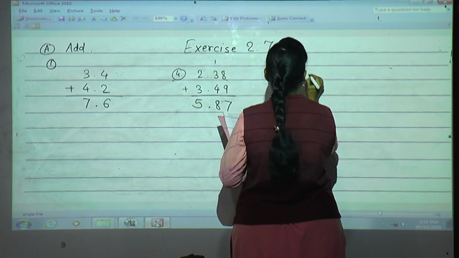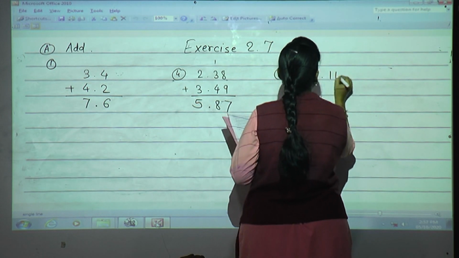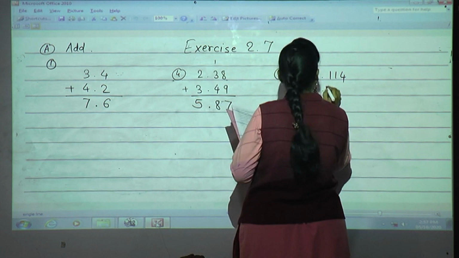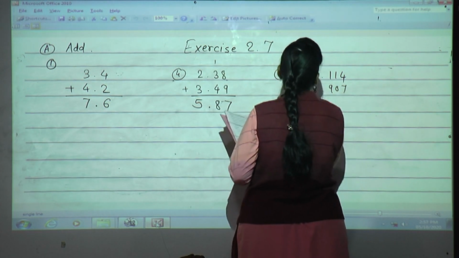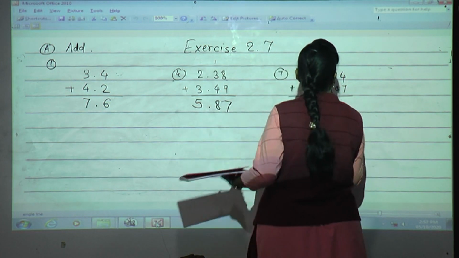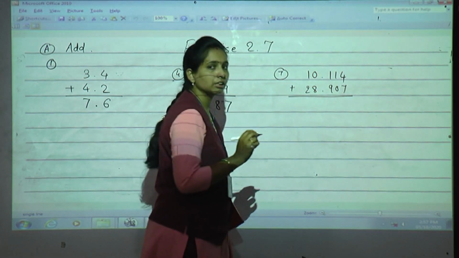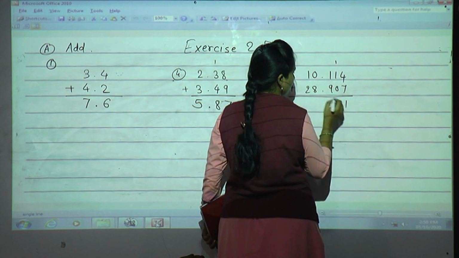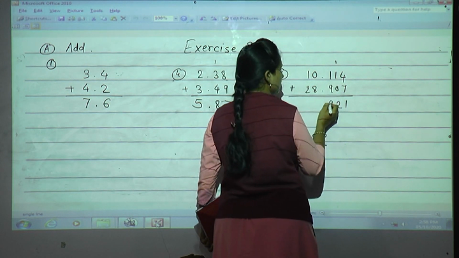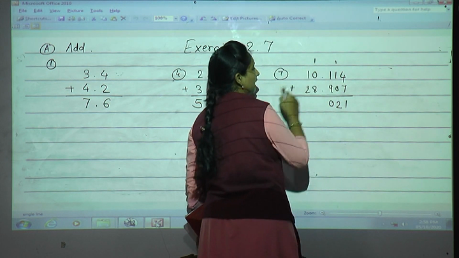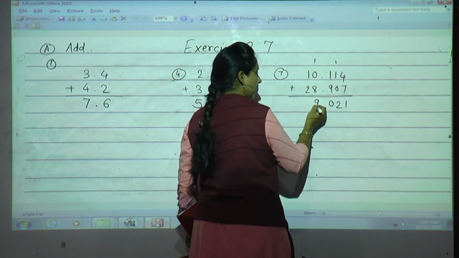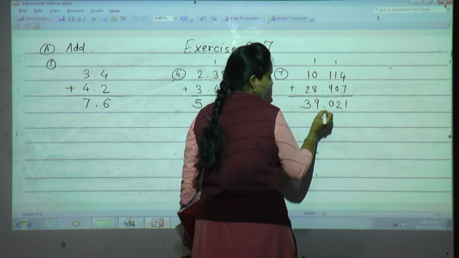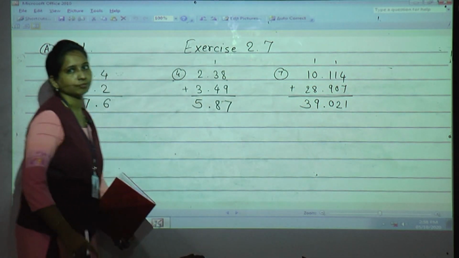Next. Now I will solve the seventh one for you. See the seventh one: 10.114 and 28.907. Now we need to add both the numbers. 7 plus 4 is 11, 1 here, carry 1. 1 plus 1 is 2, 9 plus 1 is 10, 0 here, carry 1. 1 plus 8 is 9, 1 plus 2 is 3. So the decimal point at the same place.